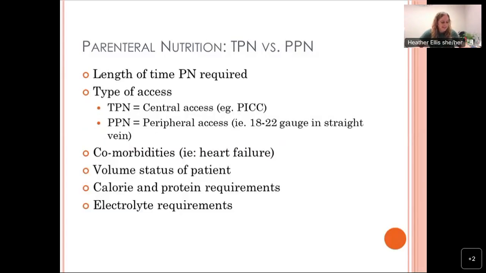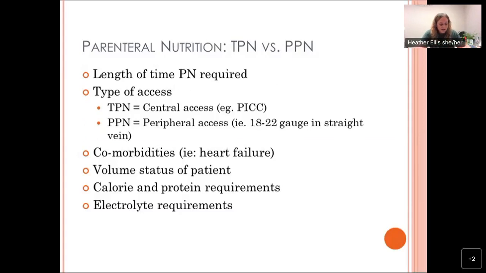So I kind of went into this a little bit, but length of time for the PN required would help us make a decision as to whether TPN or PPN would be required, as well as if the patient has good vein access or not. That would be an indication that we would be able to do peripheral or not. We do have the type of access again. So a PICC line is generally what we use for central access for TPN. PPN would be your peripheral access, 18 to 22 gauge in a straight vein.